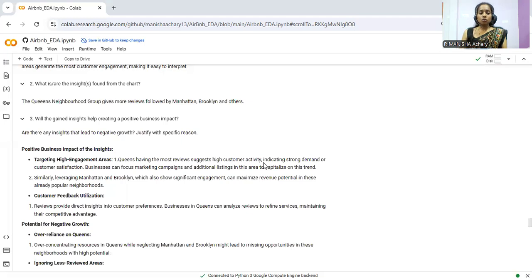Queens having the most reviews indicates strong demand or customer satisfaction. Businesses can focus marketing campaigns and additional listings in this area to capitalize on this trend. Similarly, leveraging Manhattan and Brooklyn, which also show significant engagement, can maximize revenue potential in these already popular neighborhoods.